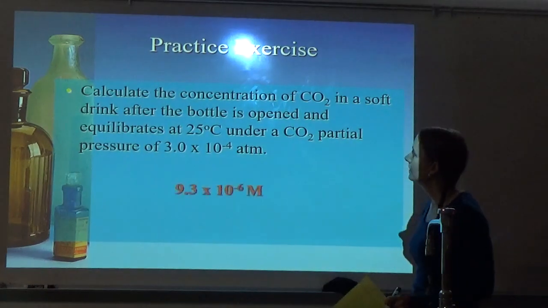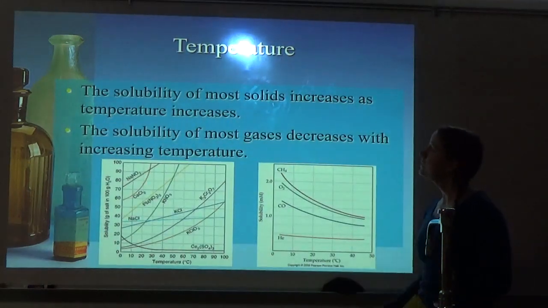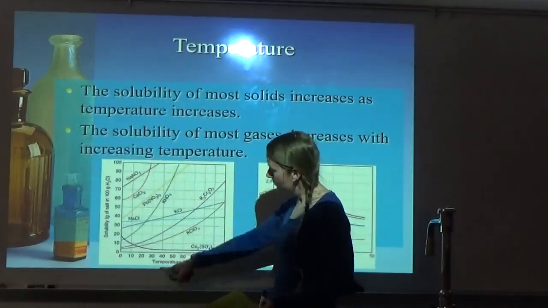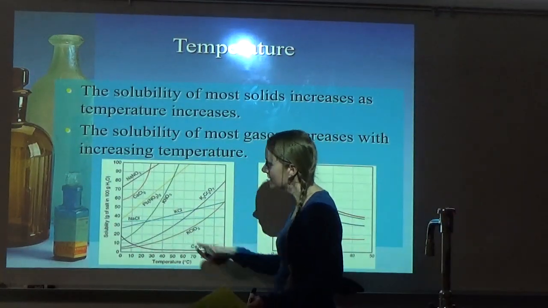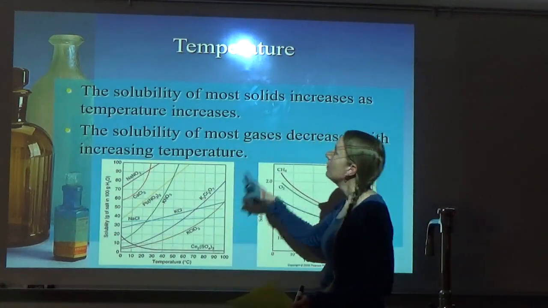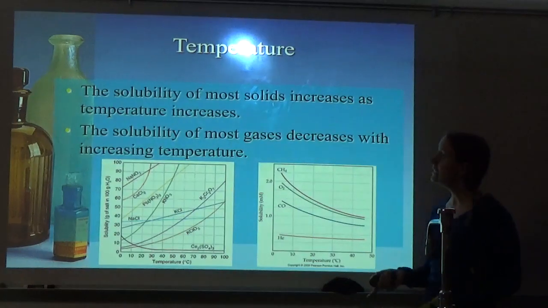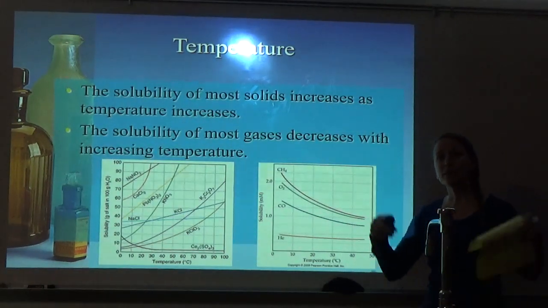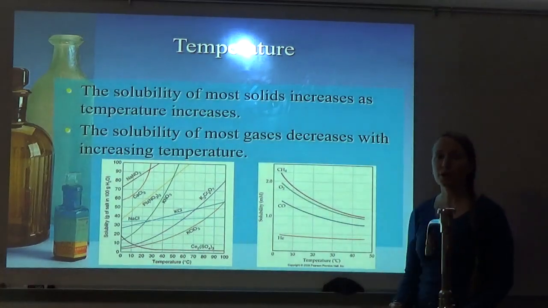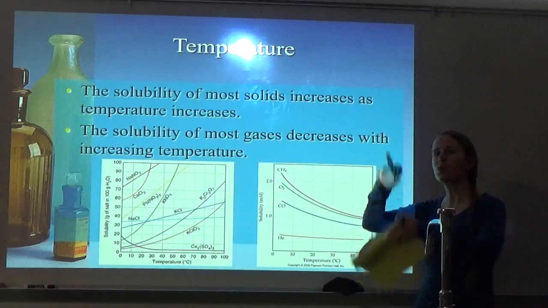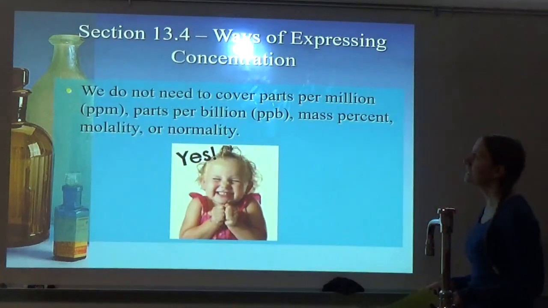Alright. So temperature. The solubility of most solids increases as temperature increases. So you can see how as temperature is increasing on our x-axis, most of our lines are curving or pointing upward. The solubility of most gases, on the other hand, decreases with increasing temperature. Because you have to think, we want gases to be cold to slow the particles down so they're more likely to stay in the liquid. The faster they are, the more likely they want to escape and just become a gas.